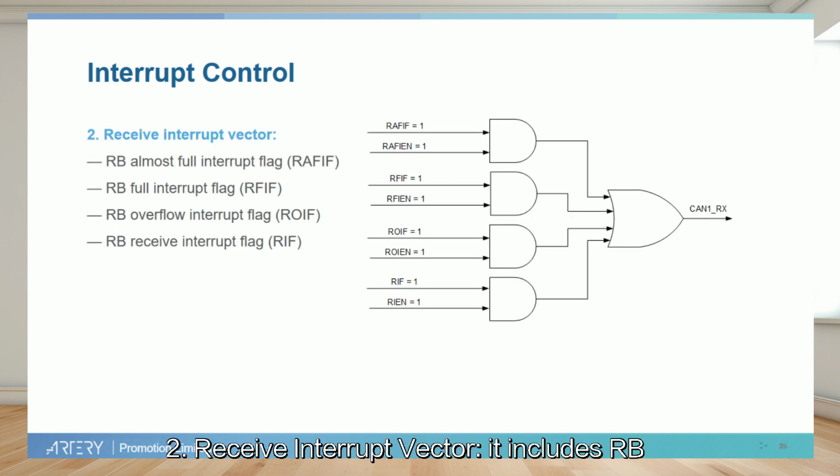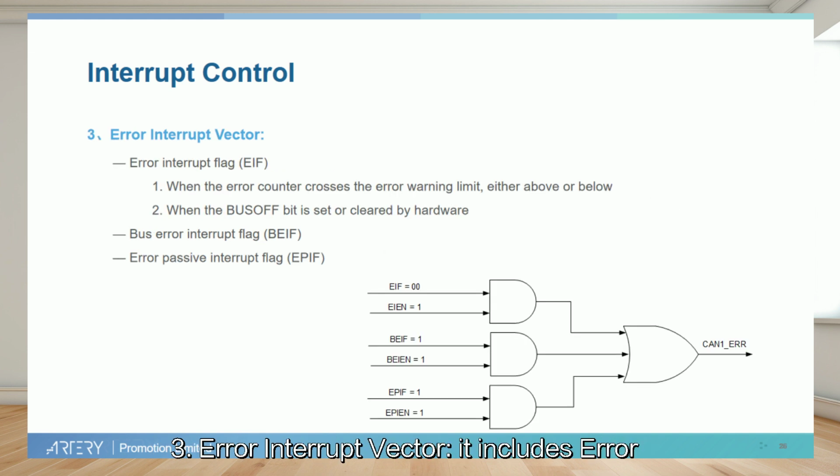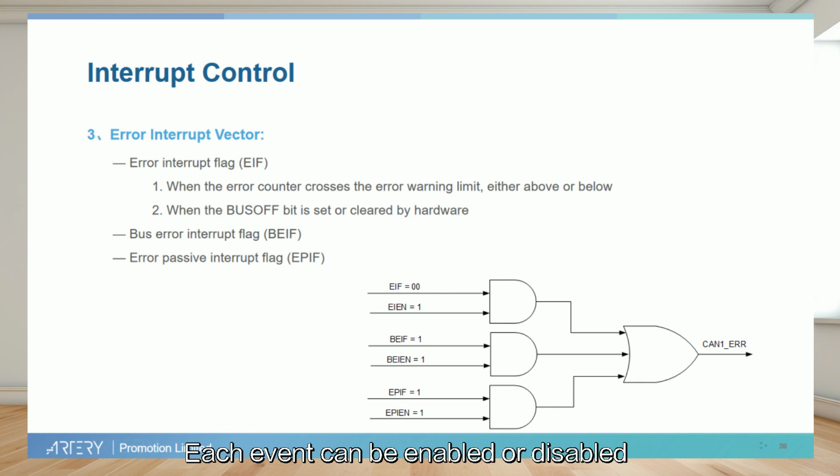Second, the receive interrupt vector. It includes RB almost full interrupt flag, RAFIF; RB full interrupt flag, RFIF; RB overflow interrupt flag, ROIF; and RB receive interrupt flag, RIF. Each can be individually enabled or disabled. Third, the error interrupt vector. It includes error interrupt flag, EIF; bus error interrupt flag, BEIF; and error passive interrupt flag, EPIF. Each event can be enabled or disabled individually.